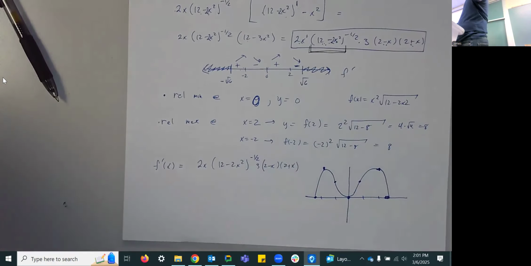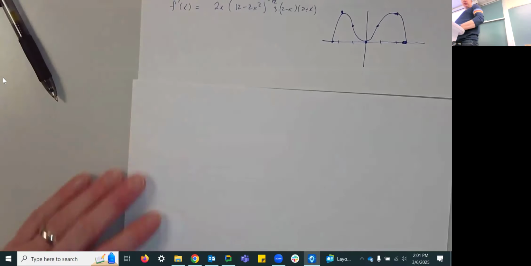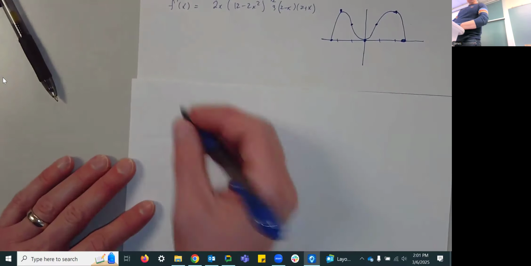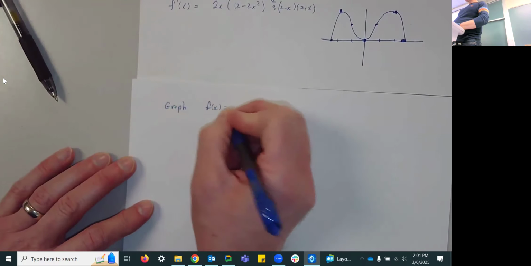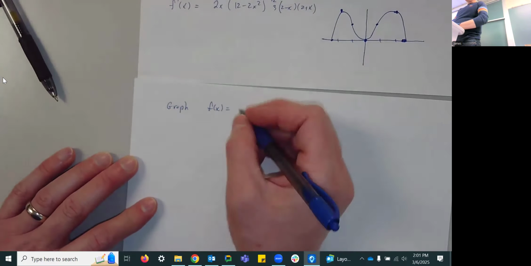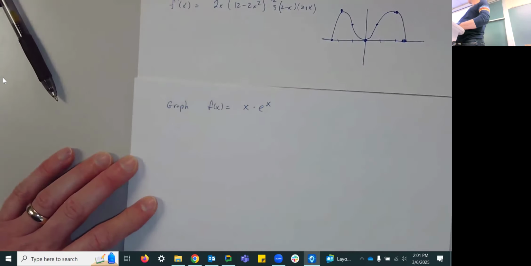Let's look at another example. One more example, and then we should start talking about optimization. So let's look at the following. Let's graph f of x equal to x times e to the x.